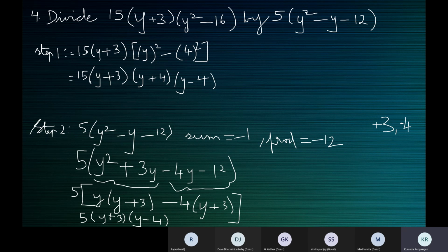Okay, so step 3. Ma'am, I didn't complete it. Yeah, okay. I'll just call this one as 1 and this is 2. So step 3 is 1 divided by 2. You don't have to write that lengthy stuff again. 1 divided by 2.